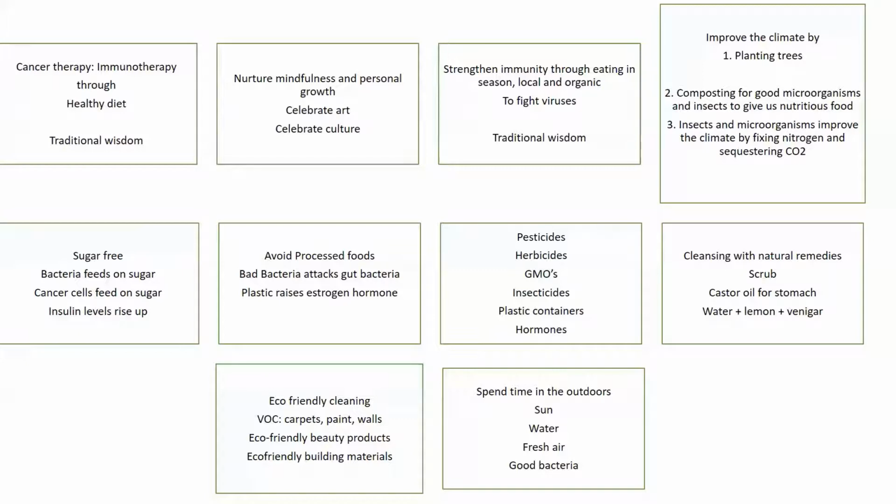And also we look back at traditional wisdom in this area, because for every place, they have specific ways of eating and cooking at certain seasons. Improve the climate by planting trees and composting, so that the good microorganisms and insects can decompose the food and give us nutritious food. The insects and microorganisms in the soil are also responsible for improving the climate by sequestering carbon dioxide, meaning absorbing carbon dioxide, and fixing nitrogen.